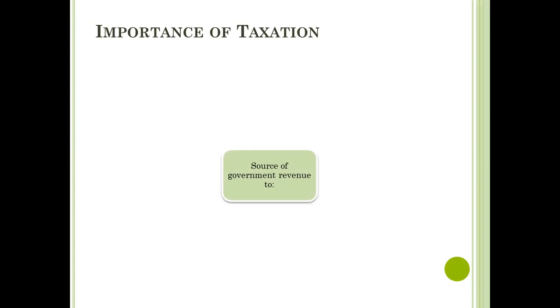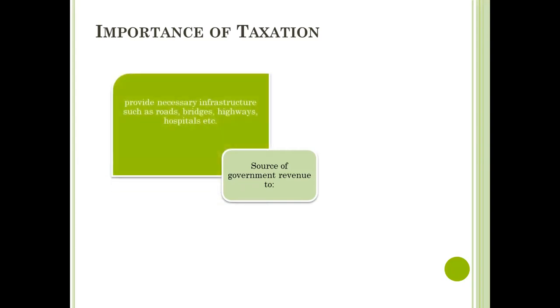So ano-ano ba itong mga source para sa gobyerno? Of course, provide necessary infrastructure such as roads, bridges, highways, hospitals, etc. So lahat ng nakikita nating infrastructures, it's because of our taxes. Galing ito sa binibigay natin ito sa gobyerno and then ang gobyerno ang mag-provide ng necessary infrastructure.